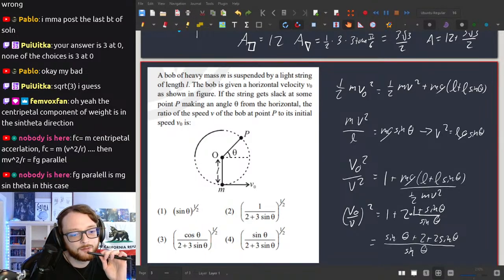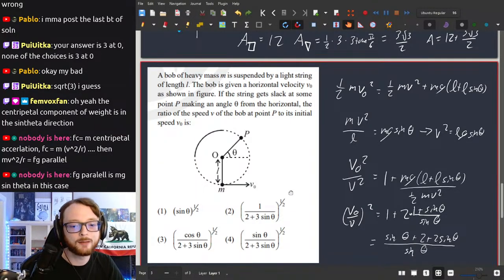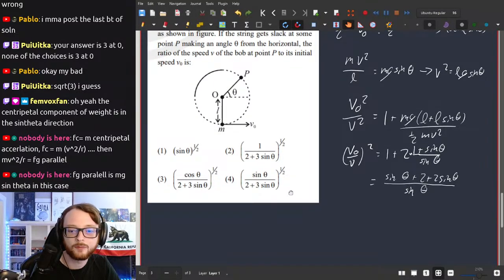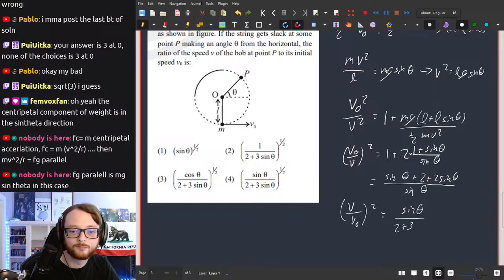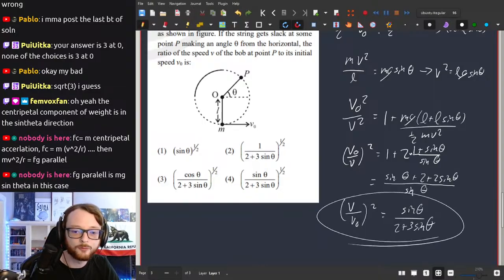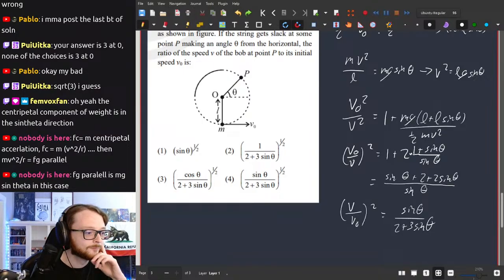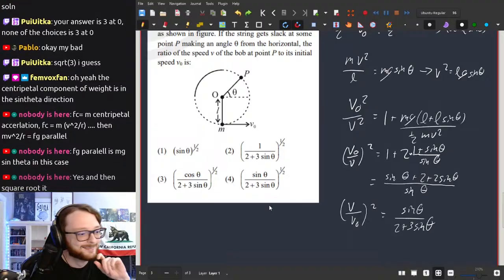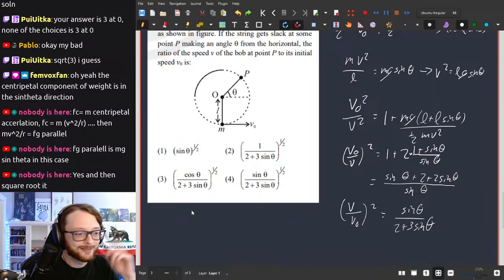Oh, I'm flipping. Wait. Oh my god, I'm getting V naught over V. I'm supposed to get V over V naught. That's why it looks off. So I need to take this and flip it, and then this is the right answer. There we go. So it's option 4. Yeah, don't trust ChatGPT. Yeah, square root. Who cares about that?